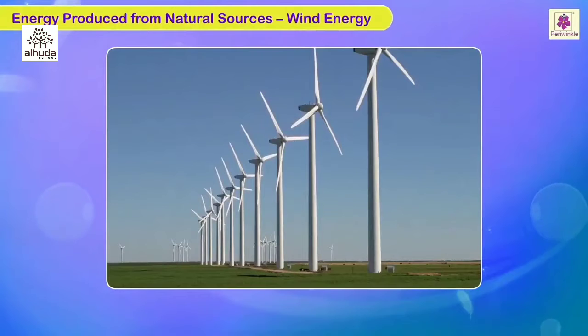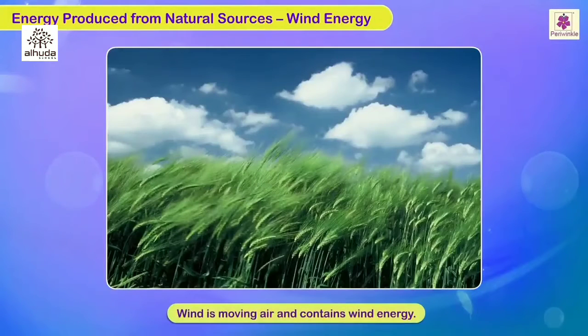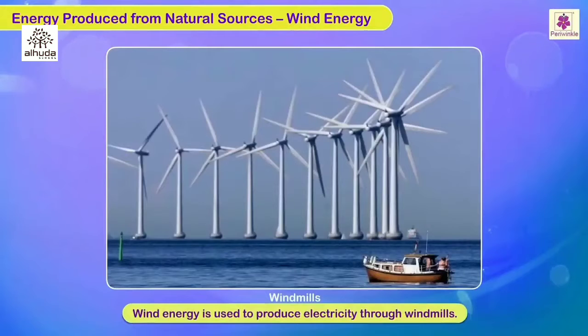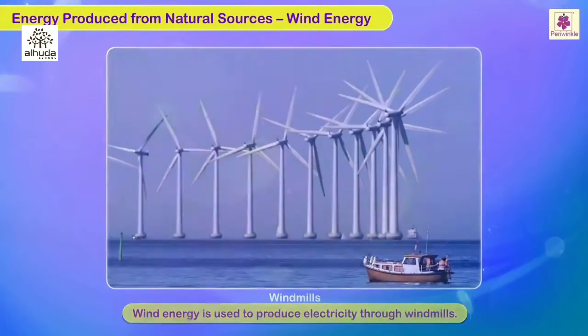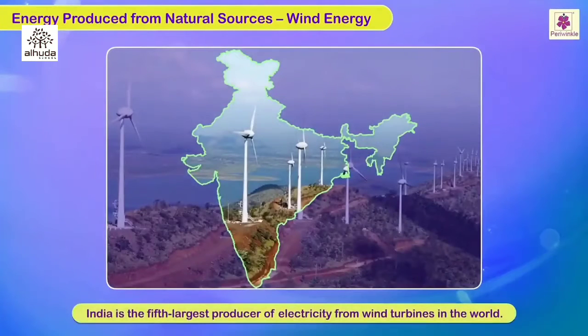Wind energy. Wind is moving air and contains wind energy. This energy is used to produce electricity through windmills. India is the 5th largest producer of electricity from wind turbines in the world.